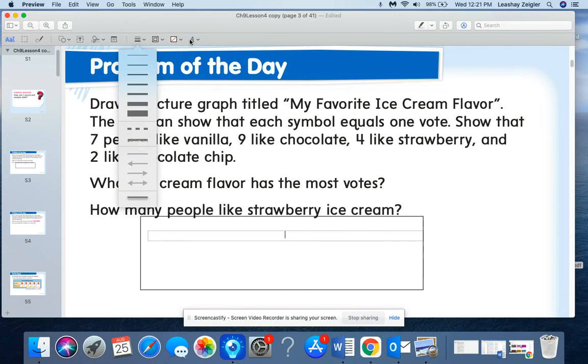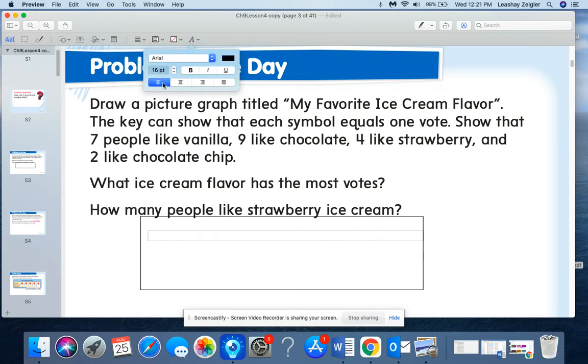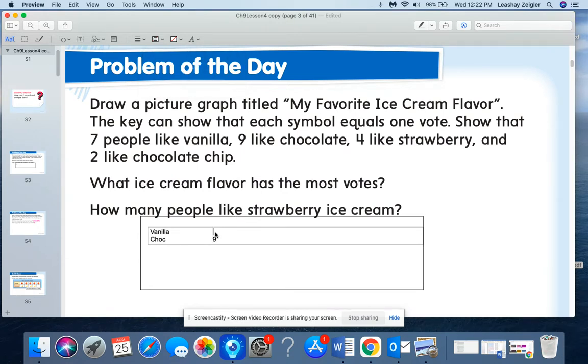So we're going to do 7 vanilla is our first one. We have 9 people, and then we have chocolate. Oh no, we have 9 people for chocolate. And we have 7 people for vanilla. We have strawberry.